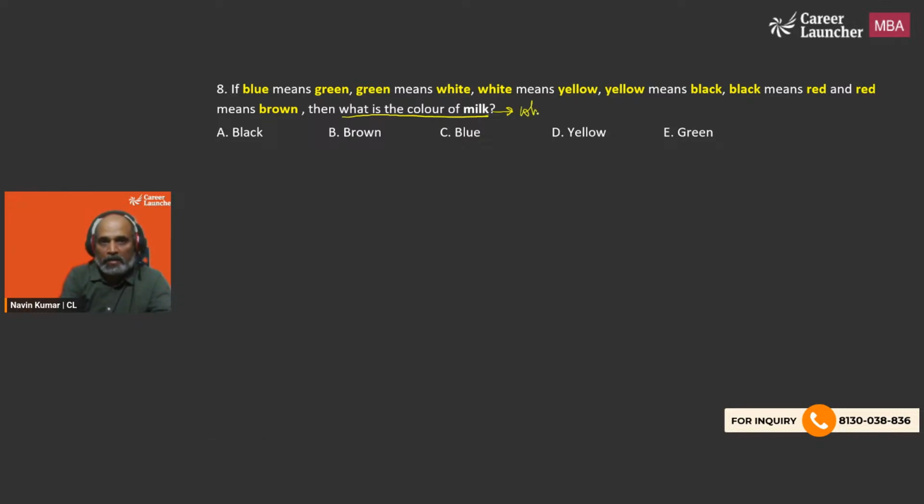It is white. Now, you go to that part of the question where white is called as what, or white means what. So you can see that white means yellow. So the answer for this is going to be yellow. So D becomes our answer. Everything written before it and after it, they are of no use.